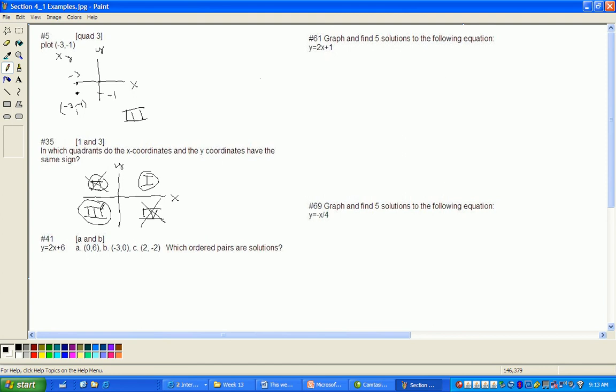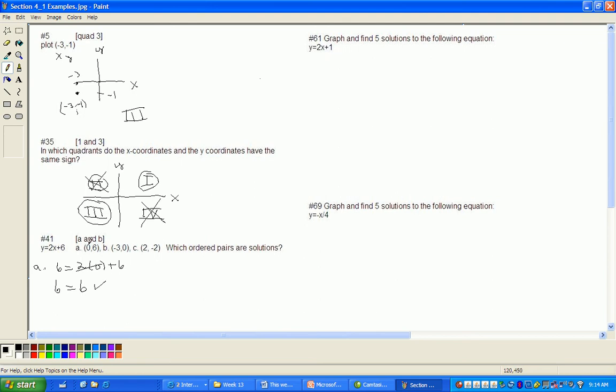Number 41, they're asking us which of these are ordered pair solutions to this problem. Well, the easy thing to do is just substitute values in, so we'll work on A. Substitute those values in to the equation and see if it works. So they say x is equal to 0 and y is equal to 6. So everywhere we see a y, we'll put 6. Whenever we see an x, we'll put 0. So if we simplify this, 6 on the left still, 2 times 0 is 0, plus 6. Hey, that works. So A is the solution.